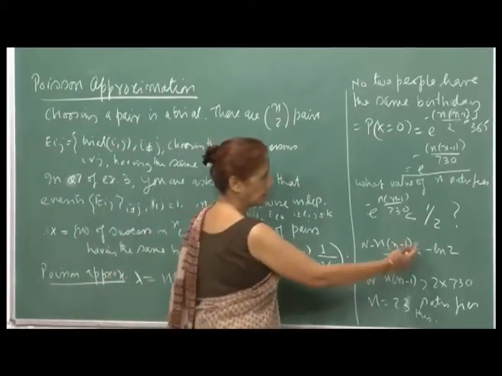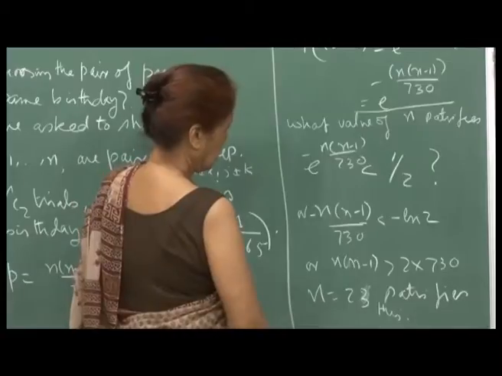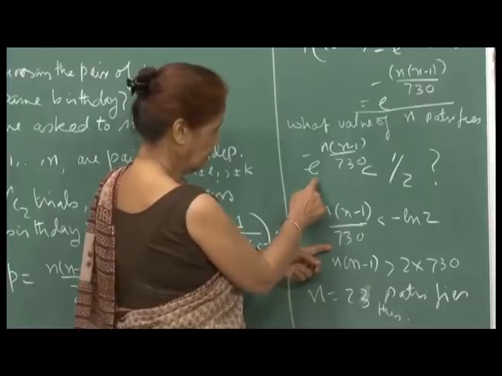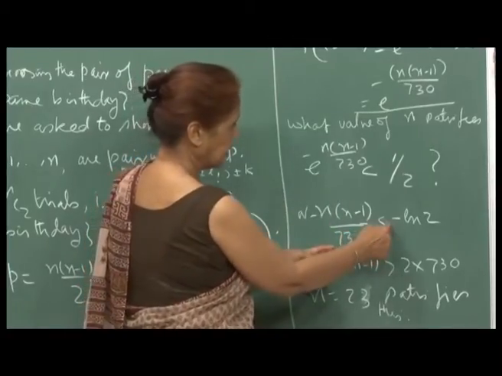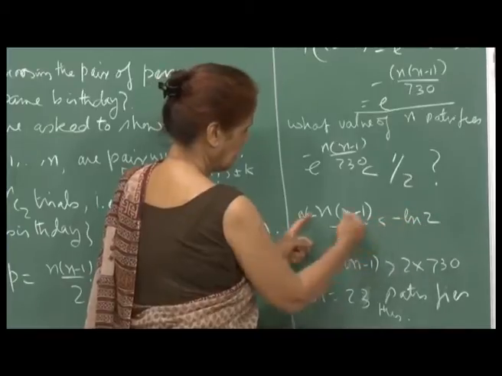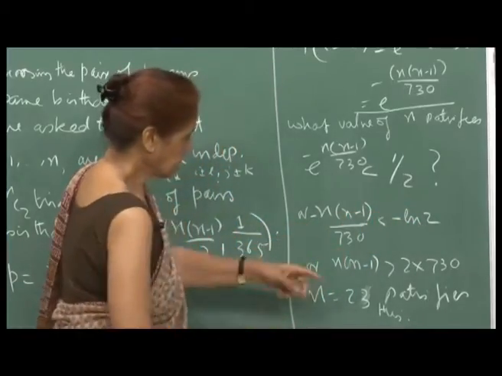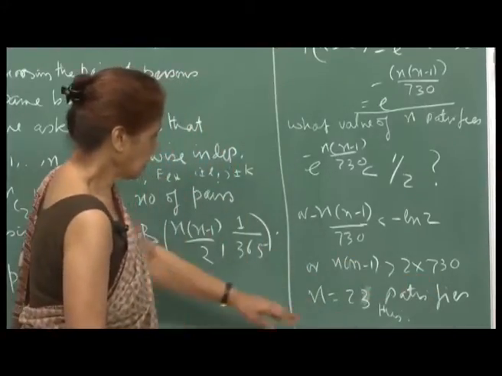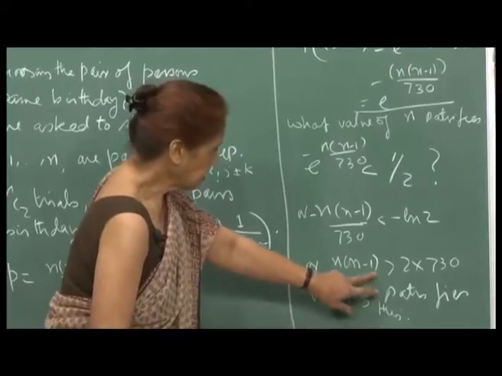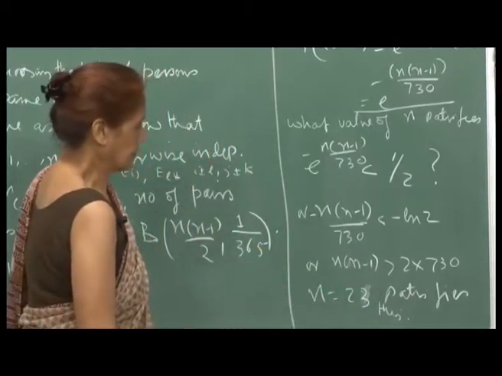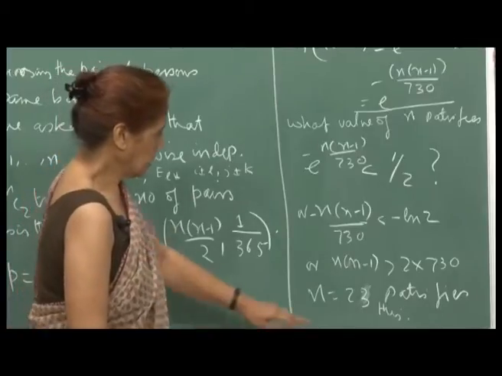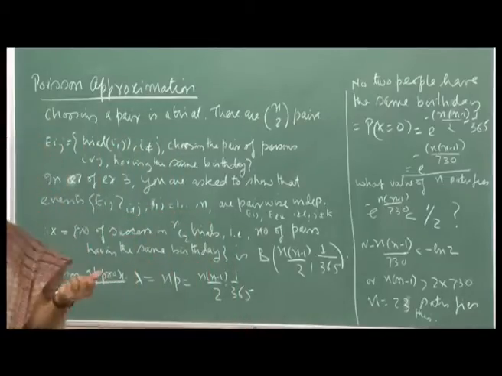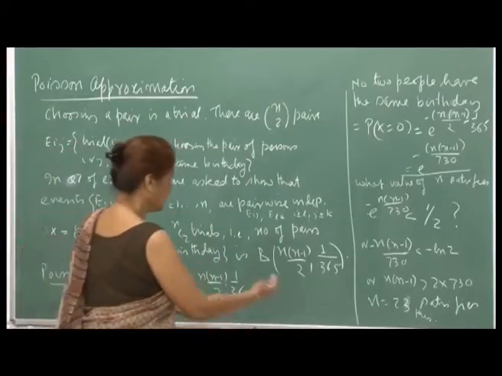If you take the logarithm of both the sides, then this is minus n into n minus 1 upon 730, since ln of e is 1, and this is less than minus ln 2. So, minus minus cancels, and the inequality reverses. Therefore, n into n minus 1 is greater than 2 into 730, and you can see that n equal to 23 will satisfy this inequality. And therefore, this also is validated, the answer that I got earlier by other arguments; now I have been able to validate it.